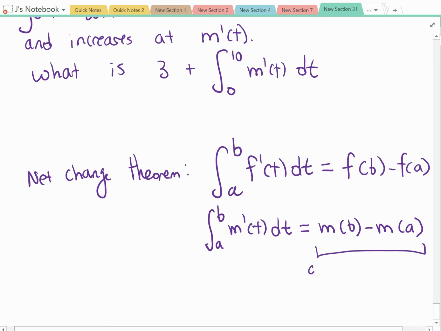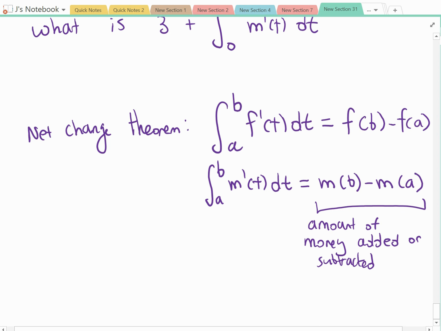So this is the amount of money added or subtracted, depending if it's a positive or negative quantity, by day 10. Is that part okay? Before we go back and answer the question, what does this imply? You say the integral from 0 to 10 of n minus p dt will be M of 10 minus M of 0. That's how much money we added or subtracted to the account by day 10. Is that okay?